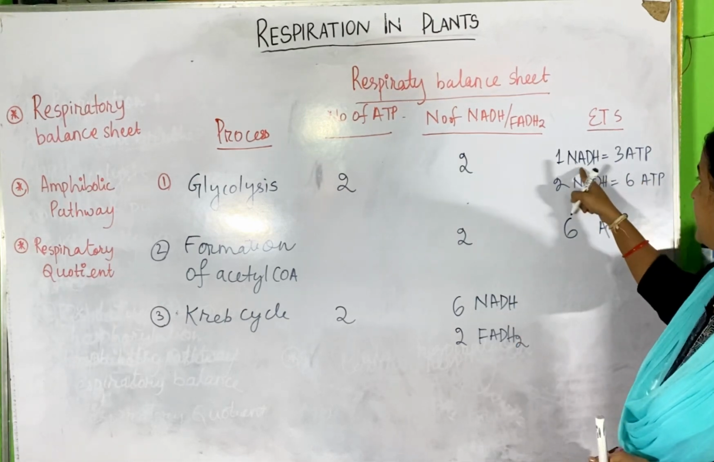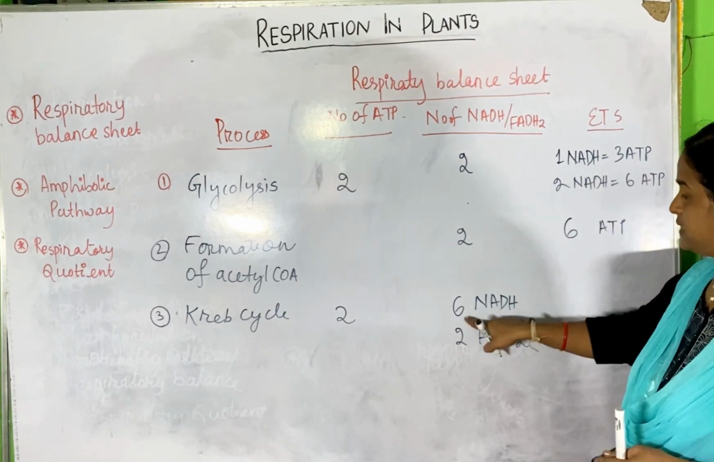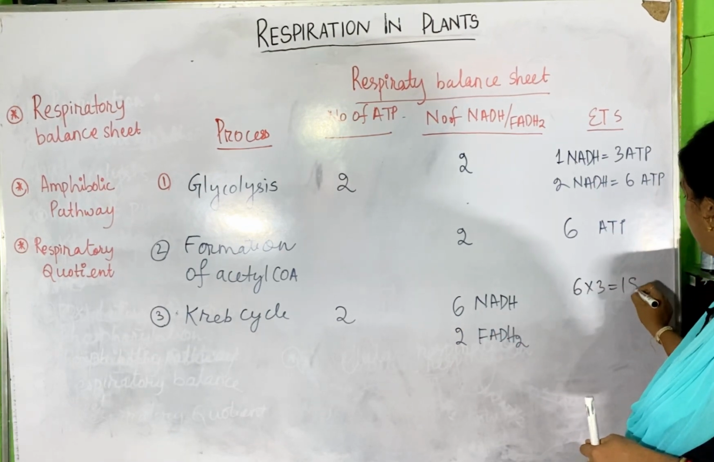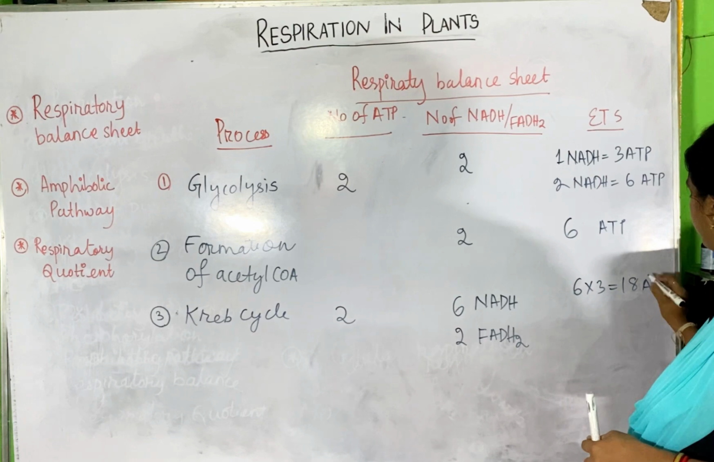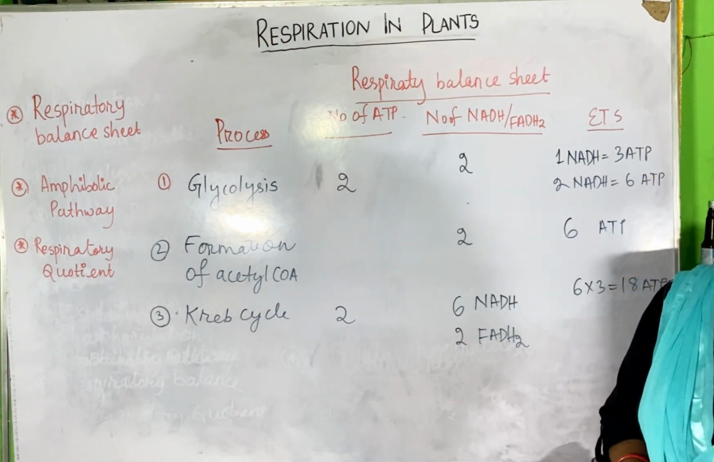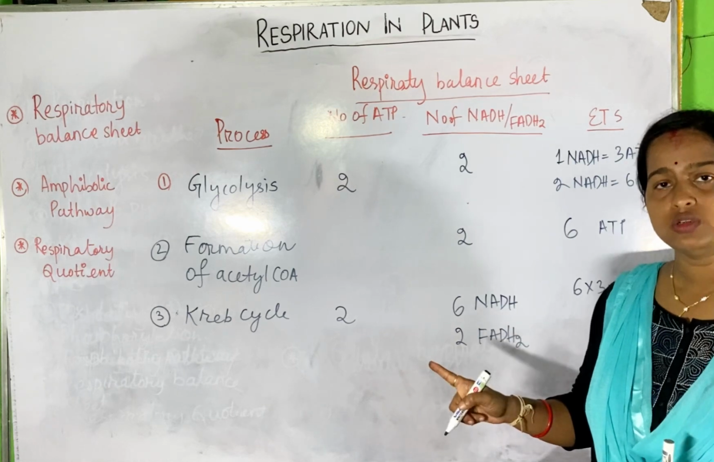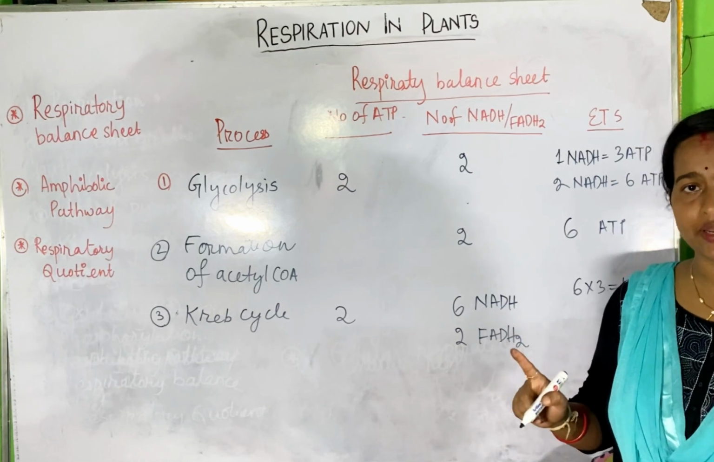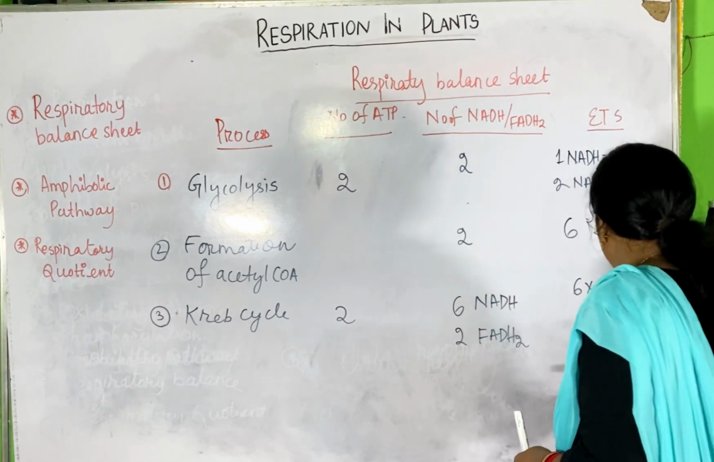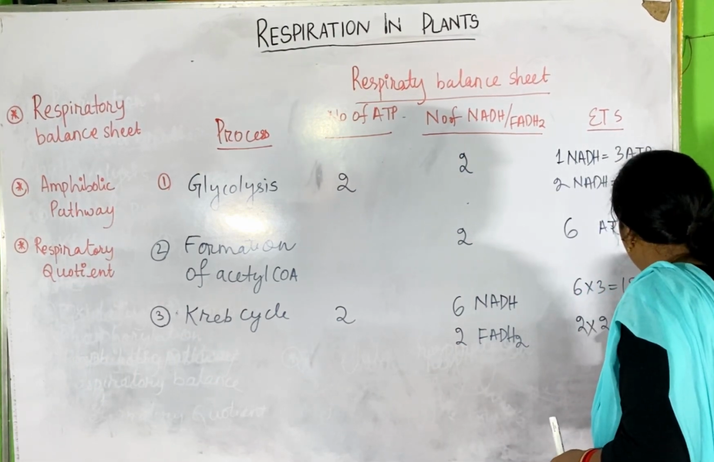In oxidative phosphorylation, we have studied how NADH and FADH2 form ATP. 1 NADH is equivalent to 3 ATP, so 6 NADH equal 6 into 3, equal to 18 ATP. Now 1 FADH2 is equivalent to 2 ATP, so 2 FADH2 equal 2 into 2, equal to 4 ATP.